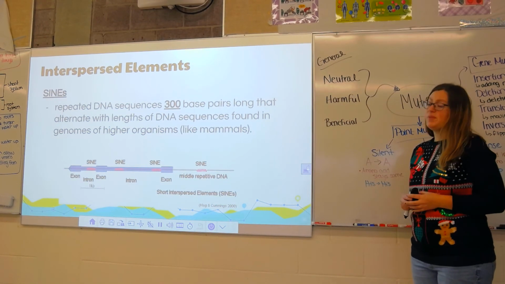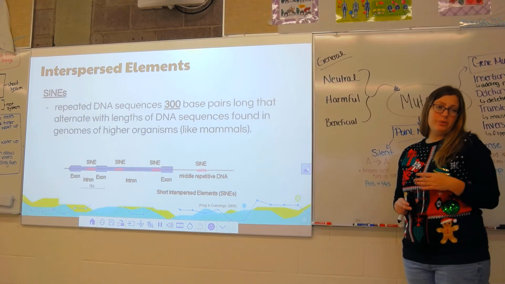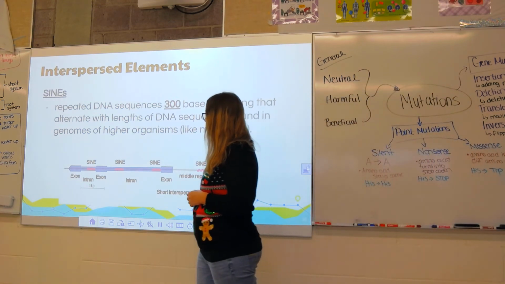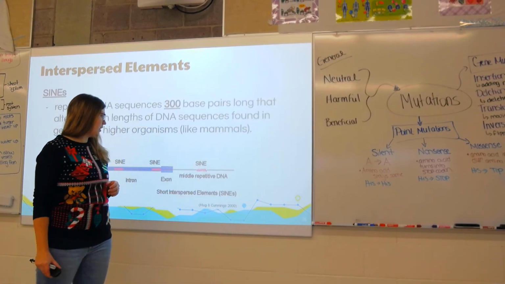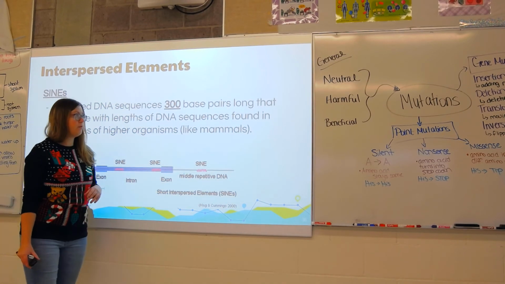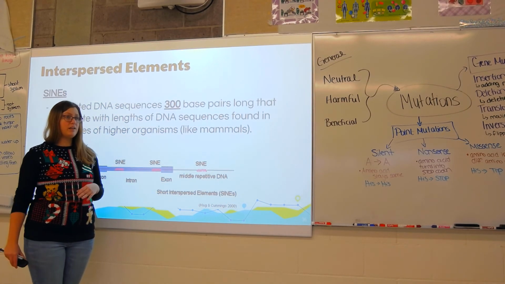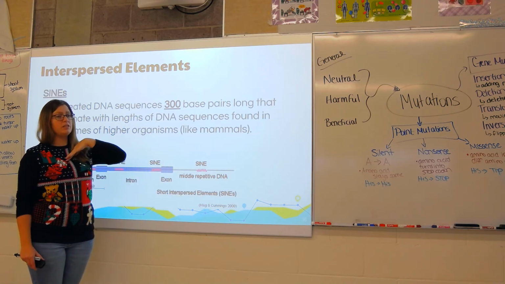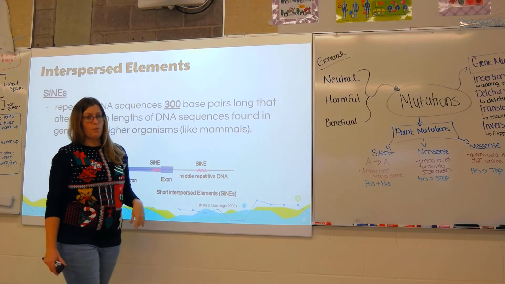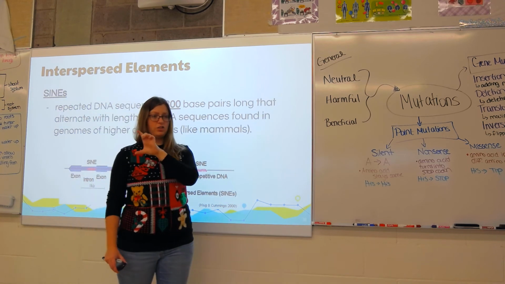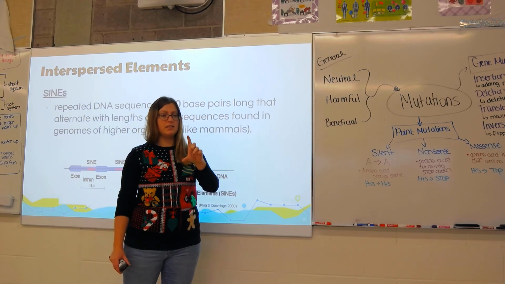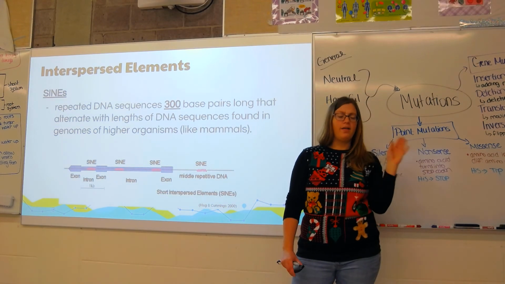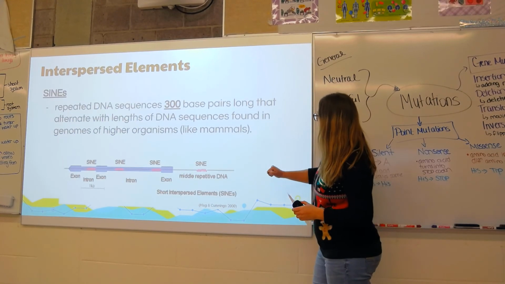So SINEs, again, are short interspersed elements, so they're only about 300 base pairs, or 300 bases long, and they're very, very repetitive. So that would be like 300 bases of A's, or 300 bases of G's, or 300 bases of C's just hanging out. And when we're analyzing your DNA and you get to this giant segment and all of a sudden it's C, C, C, C, C, C, C, scientists are like, huh, that's kind of weird. And then they look into it.